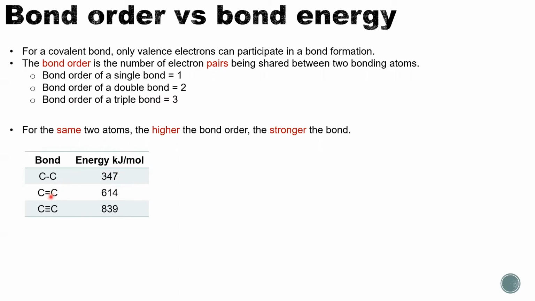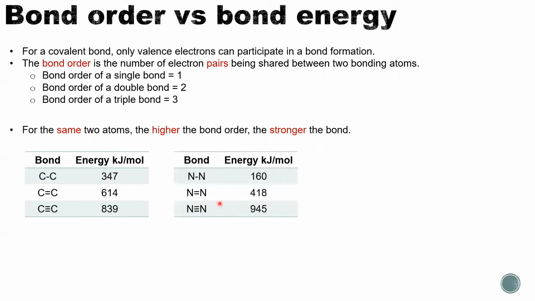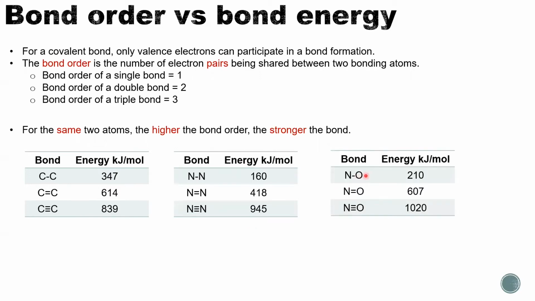The higher the bond order, the stronger the bond is. It also applies to nitrogen. Nitrogen single bond, double bond, and triple bond have an increasing bond energy. And even with 2 bonding atoms that are different, for the nitrogen-oxygen bond, the single bond, double bond, and triple bond have an increasing bond order and also an increasing energy. So if we give you a series of bonds with single, double, and triple bonds, you should be able to tell that the higher the bond order, the stronger the bond is.